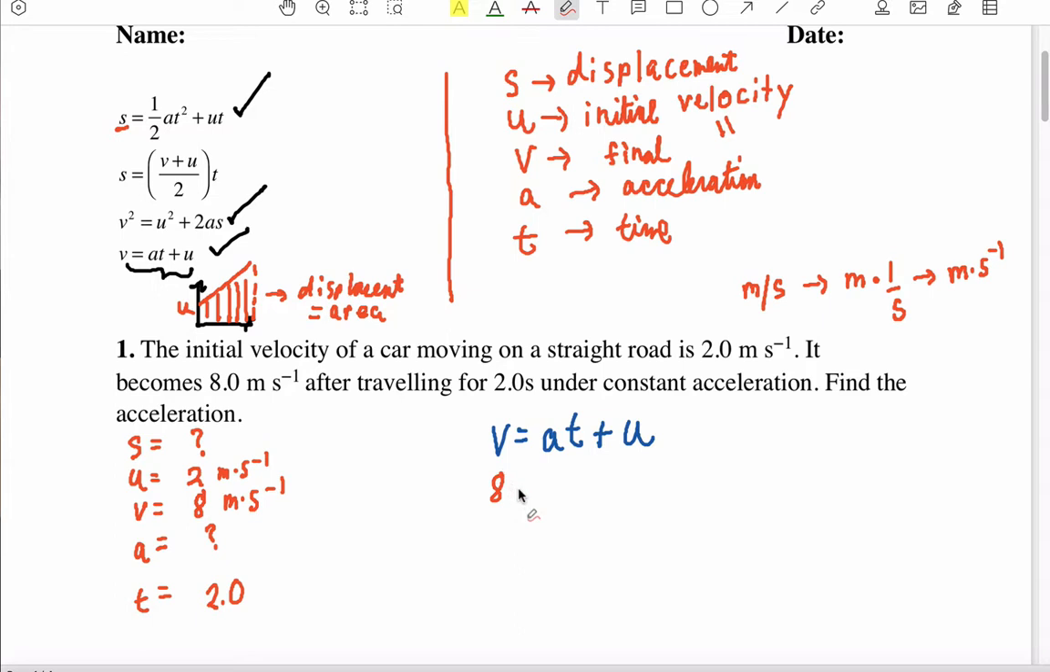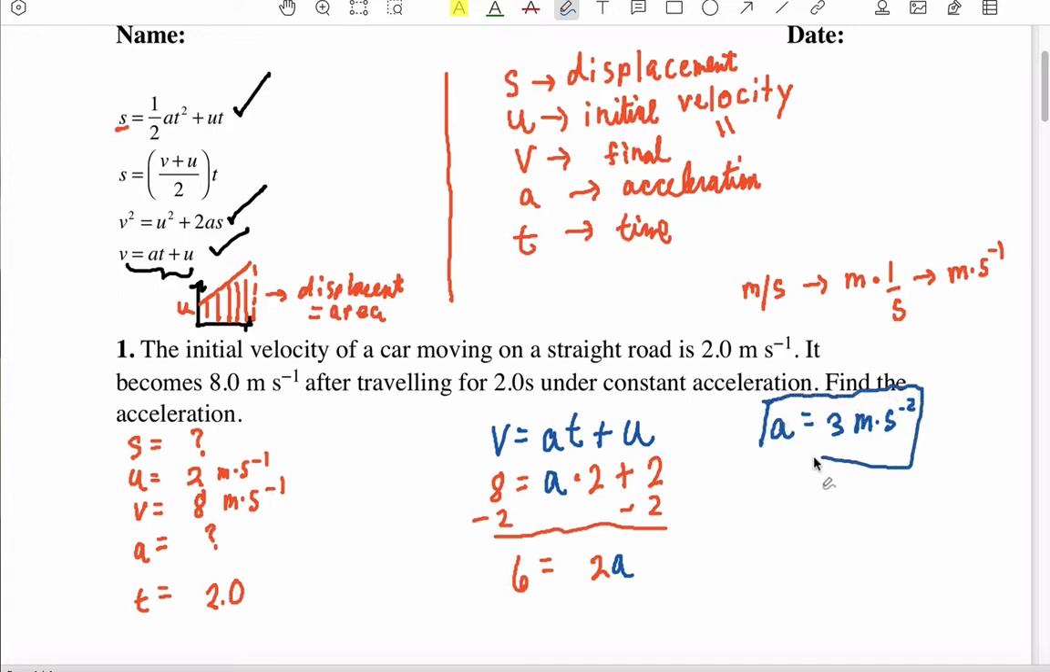So I have 8 equals my unknown a times my time, which is 2 seconds, plus the u, my initial velocity, which is 2. I'll subtract 2 from both sides, and I actually end up getting that 6 equals 2 times a. And when I solve, that's going to give me that a equals 3 meters per second squared. So that's how I get the acceleration.